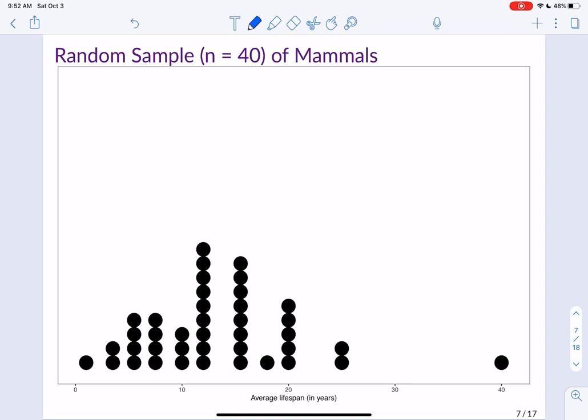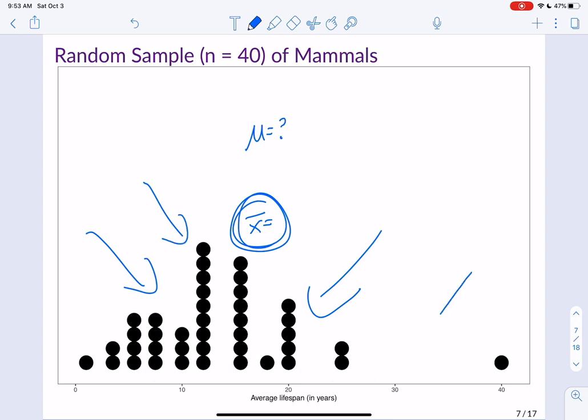And we want to use this to calculate the average lifespan of all mammals. So we want to basically find out what mu is, right? We want mu for all mammals. What we're going to get here is X bar, okay? But what we want to do is figure out a way to come up with a measure of the variability in our X bars, but using just this single sample.